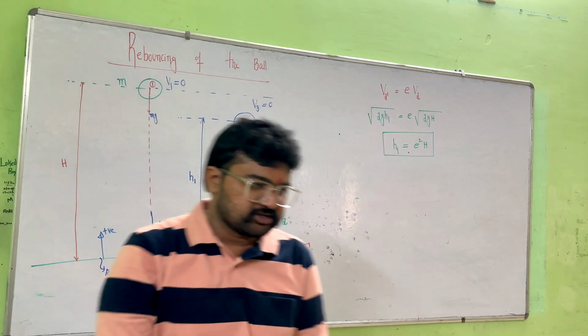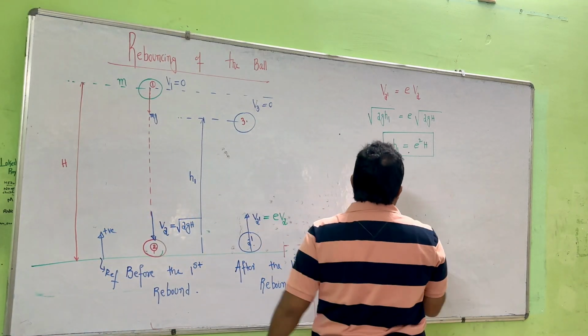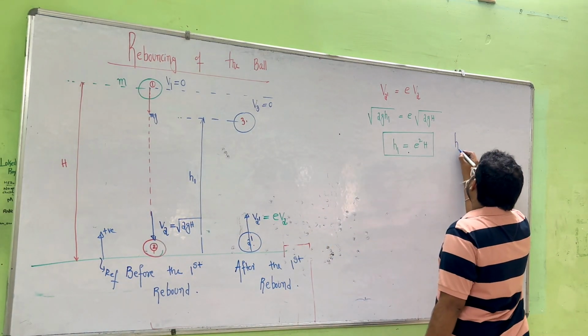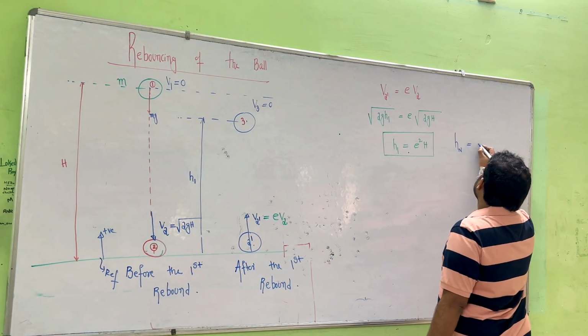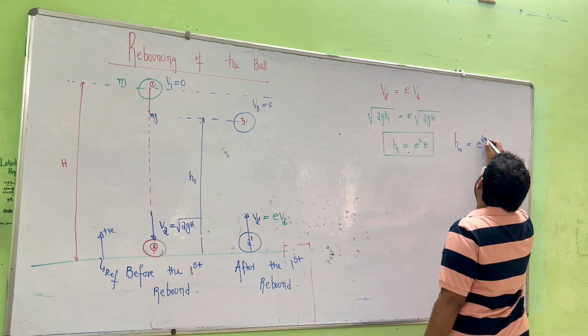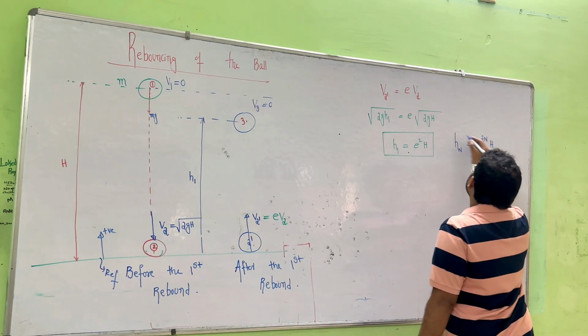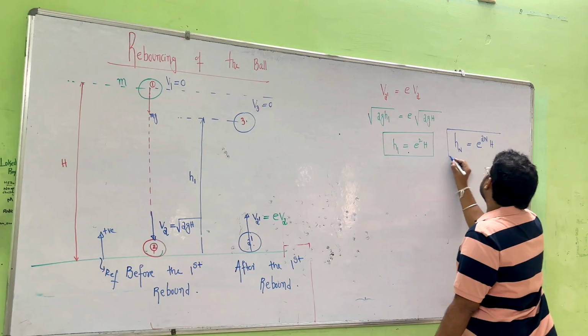Here, first rebound, h1 equals e squared H. For the nth rebound, Hn equals e power 2n into H. So we can prove it.